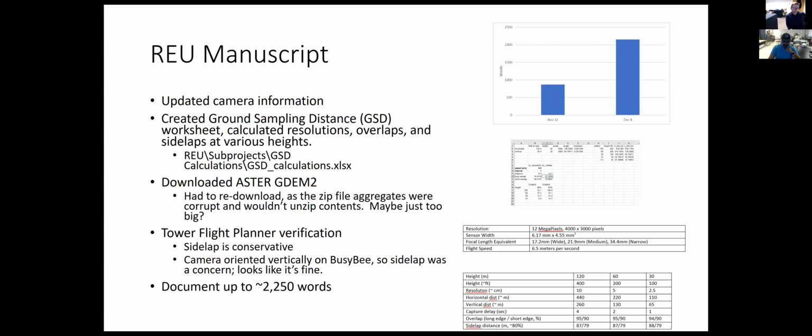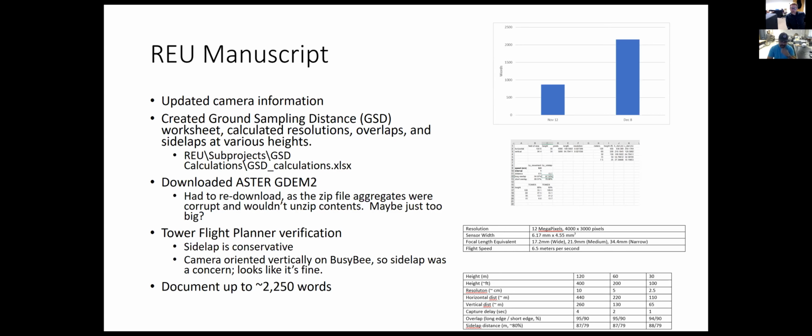And the big concern that I had was that the camera was oriented differently on the Iris versus the BusyBee. On the Iris, the camera is oriented horizontally. They're both pointed down, but if you panned it up, the horizon would be on the long edge of the camera. But on the BusyBee, the body of the camera was parallel to the battery, which means that it was vertically oriented.